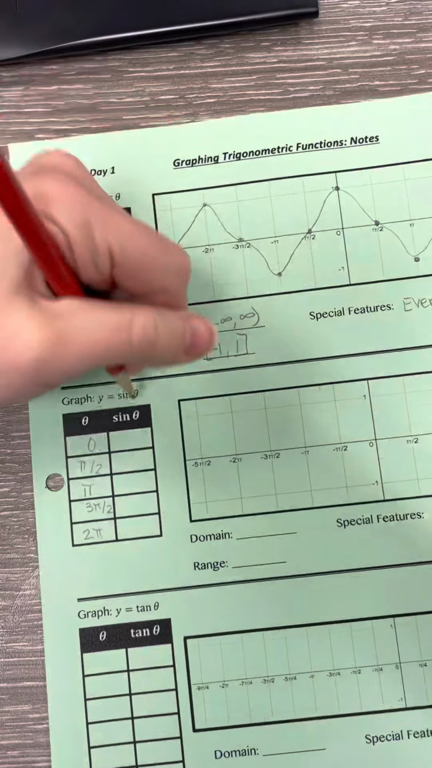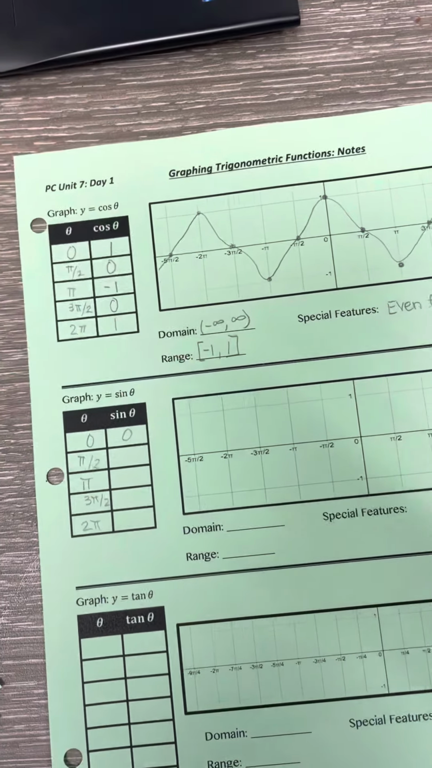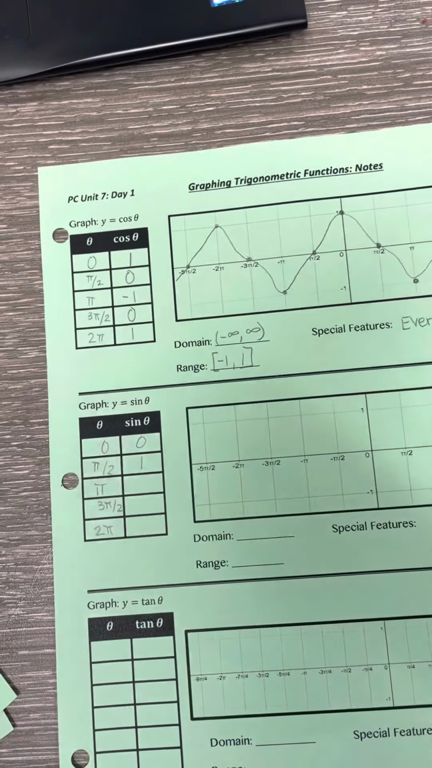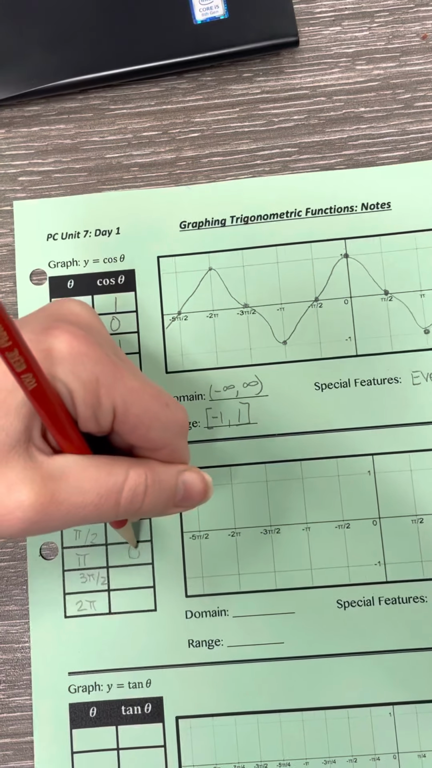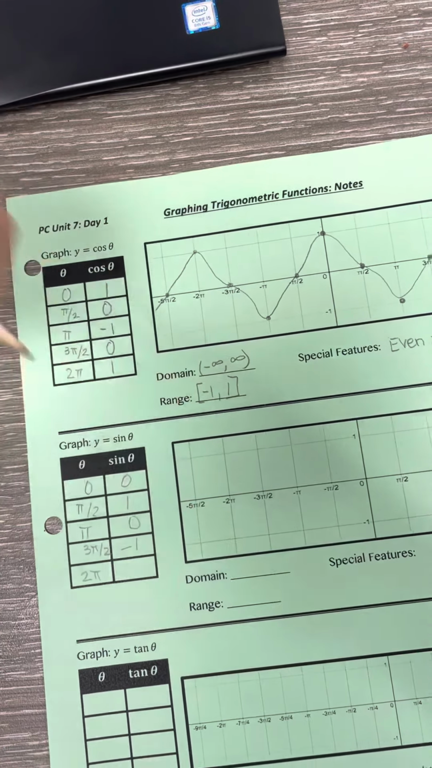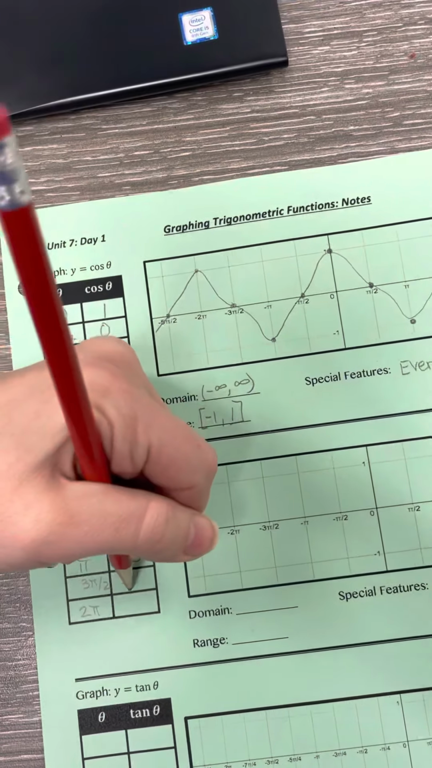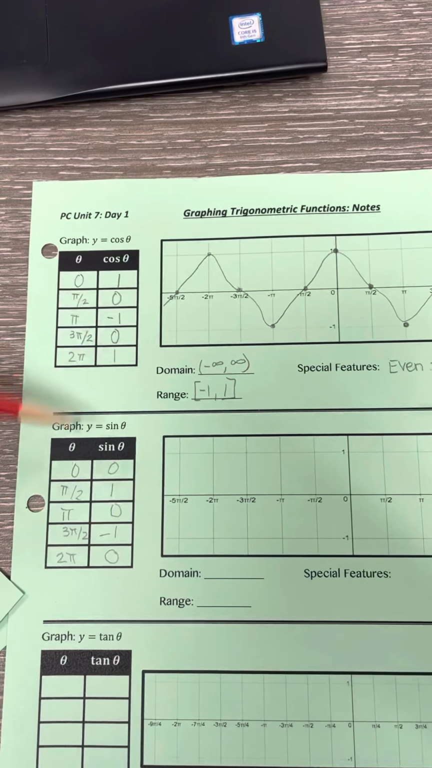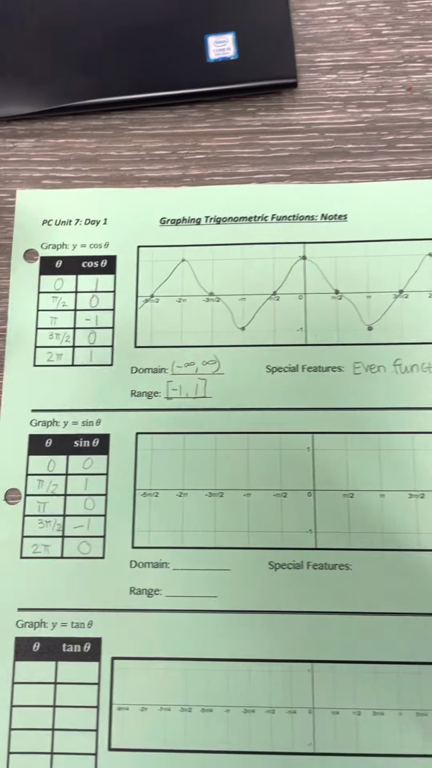All right, so the y's are what I'm going to write here. So at 0, our y is 0. At pi over 2, our y value is 1. Pi, our y value is 0. 3 pi over 2, we have -1. And at 2 pi, back at 0. All right, so as you can tell, this one is completely the opposite of cosine.